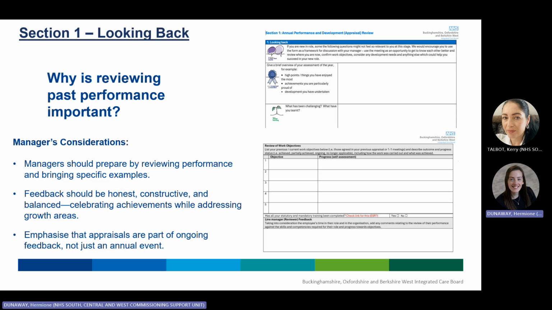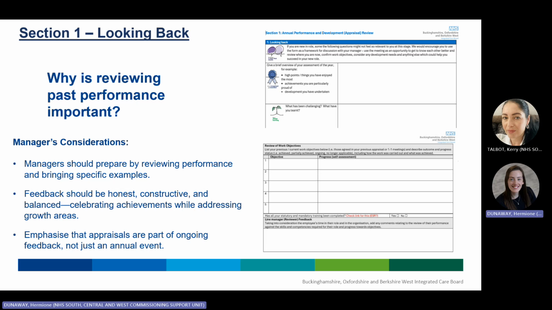Managers should prepare by reviewing performance and bringing specific examples to the appraisal discussion. Feedback should be honest, constructive and balanced, celebrating achievements while addressing growth areas. Managers should consider emphasising that appraisals are part of ongoing feedback and not just an annual event.